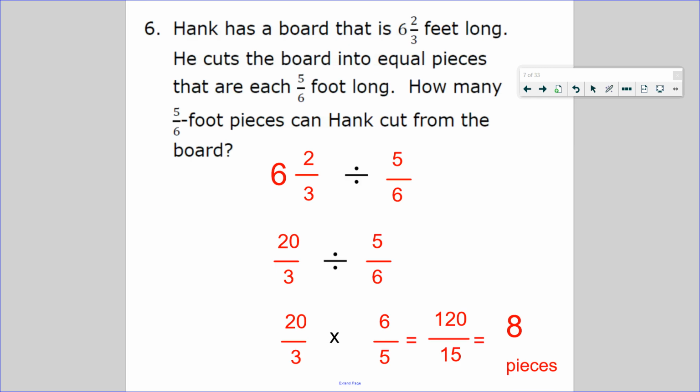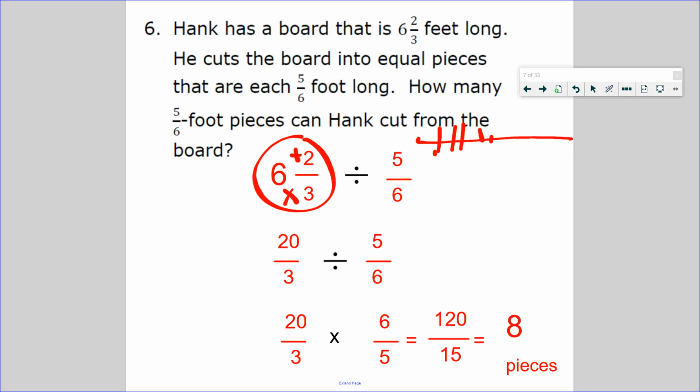Number 6, Tank has a board that's 6 2/3 feet long. He cuts the board into equal pieces that are 5/6 foot long. How many 5/6 foot pieces can he cut from the board? So we're dividing this long board into smaller parts. So it's dividing. What do you need to do with this? Turn this mixed number to improper fraction. 6 times 3 is 18, plus 2 more is 20/3.